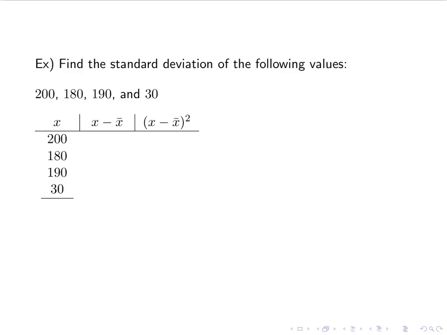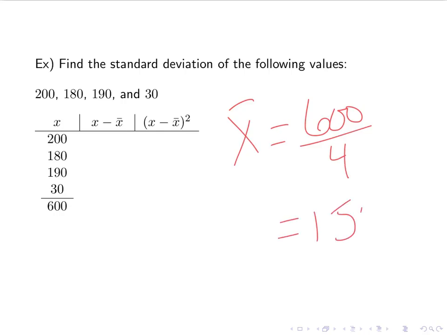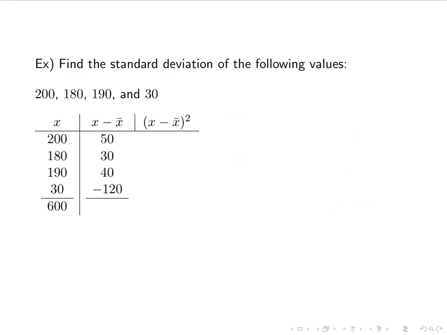So again, we're going to start by listing our 4 values, and then we will add them up. If we add them up, we get 600. So x bar will be 600 divided by 4. So that is 150. So we're going to take our values and subtract 150 from them. That gives us 50, 30, 40, and then a really big negative 120. And we want to double check, do those numbers add up to 0? And they do, so that's good.